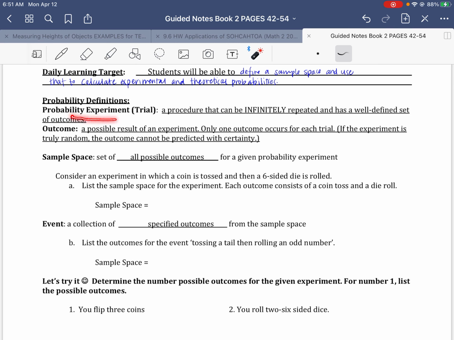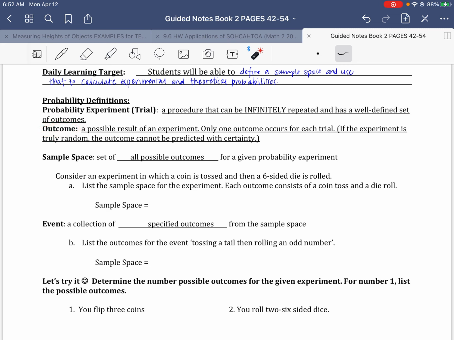The first one's a probability experiment. When we talk about probability experiment, okay, this is a specific procedure that can be infinitely repeated. So it's not just one event that happens at random at one time and then we record some data. If it's an actual experiment, then it's something that we can infinitely repeat, and then it'll have a well-defined set of outcomes. So we can observe the outcomes. The outcomes can be recorded.